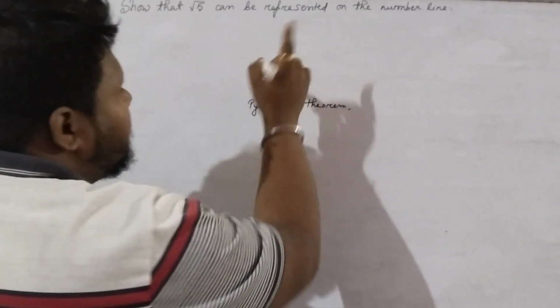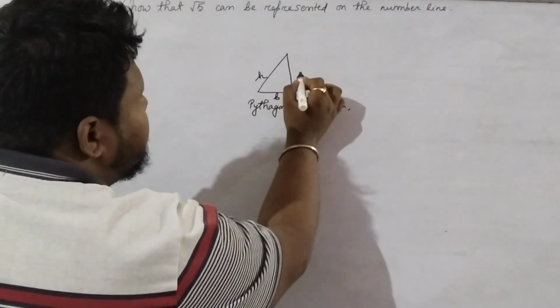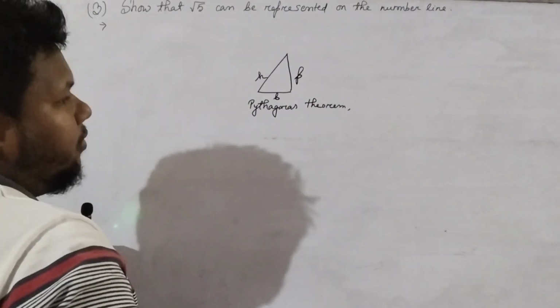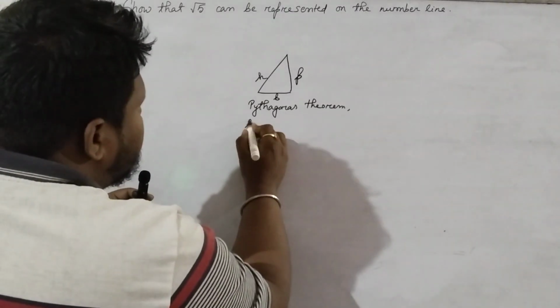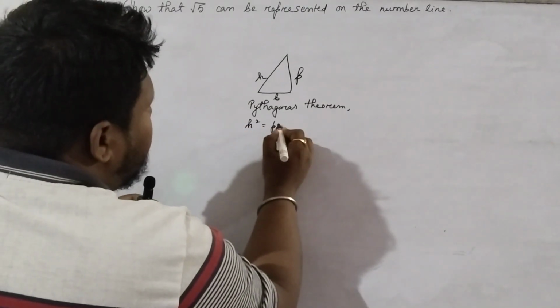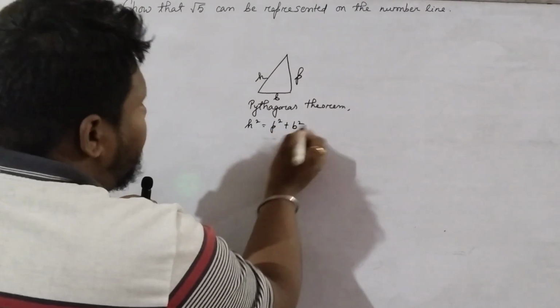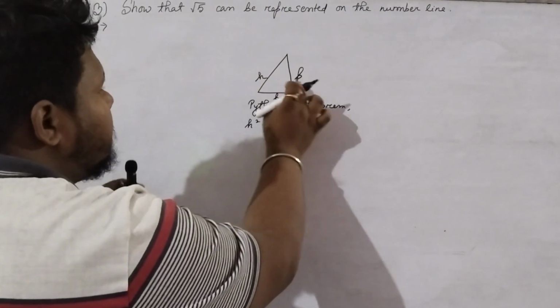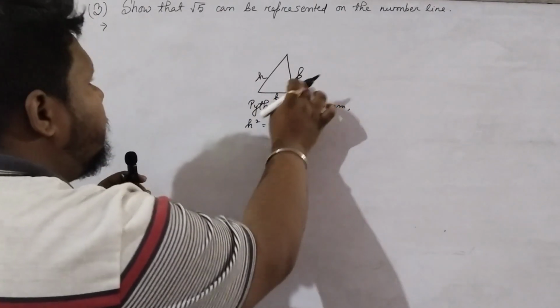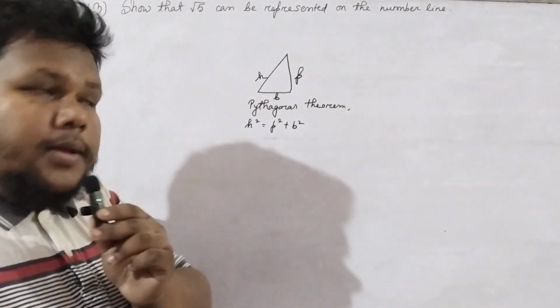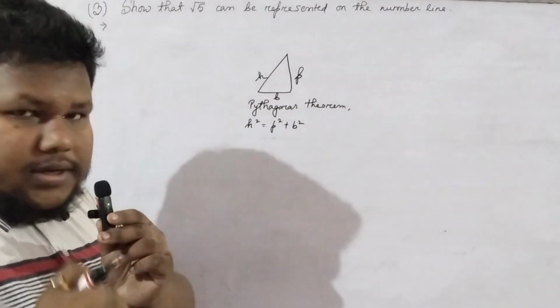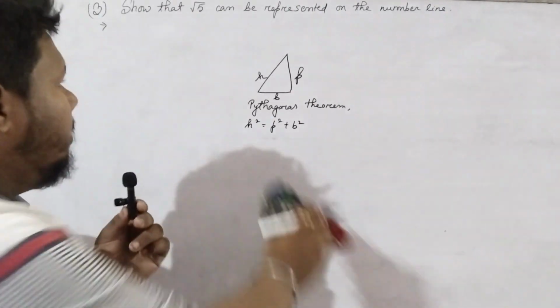If h is the hypotenuse, b is the base and p is the perpendicular, we studied that the square of the hypotenuse is equal to the sum of the squares of the perpendicular and the base, or the square of the hypotenuse is equal to the sum of the squares of the other two sides, right? The same thing we will use here.